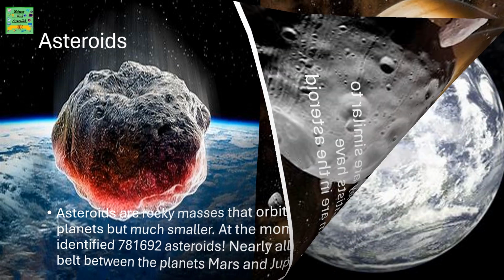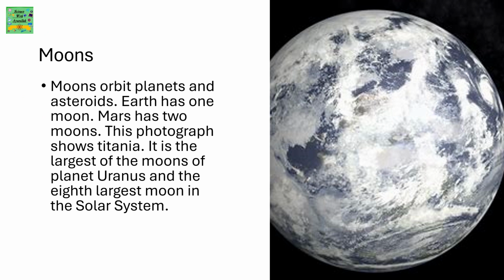Moons. Moons orbit planets and asteroids. Earth has one moon, Mars has two moons. This photograph shows Titania. It is the largest of the moons of planet Uranus, and the eighth largest moon in the solar system.